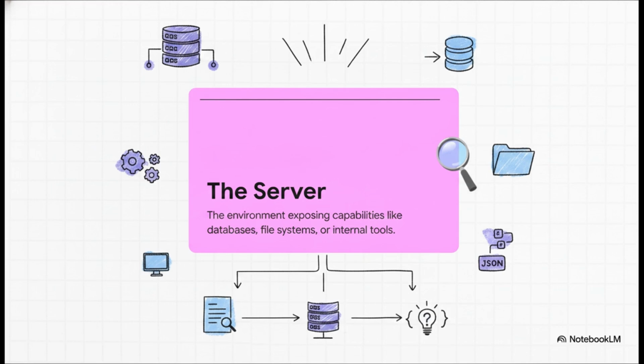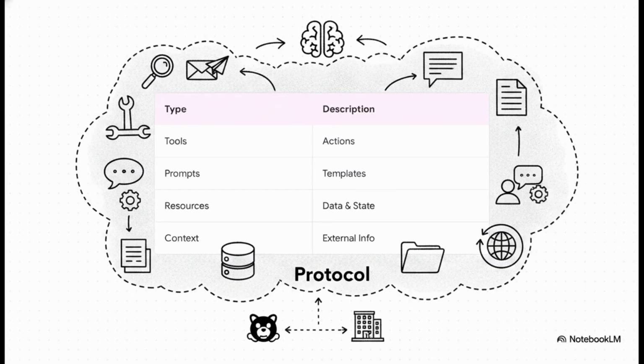The model doesn't need to be pre-programmed with every API endpoint. It dynamically discovers them on the fly. Through this back-and-forth dynamic communication, the protocol defines 4 main resource types that a model can discover.